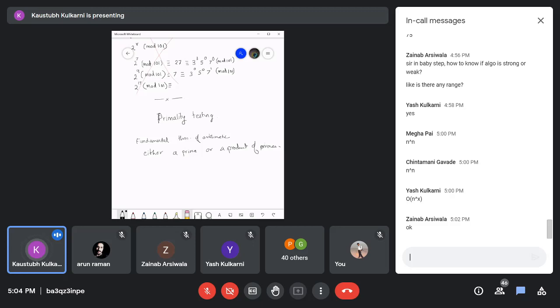Now let's say we are given any random number, and we want to test whether that number is a prime number or not. It is not possible to decide that just by looking at the number. Let's say n is equal to 401. So how will you find whether 401 is prime or not? That is what we'll try to do in the next lecture.